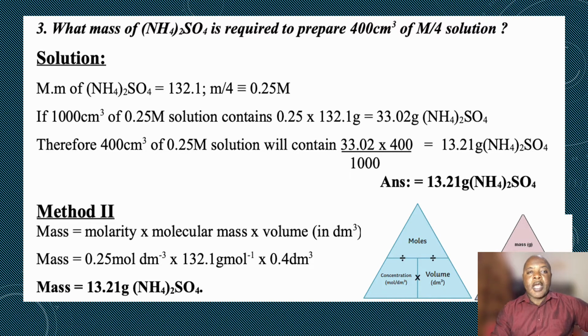Now, what we are going to do is, if 1000 cm cube of 0.25 molar solution will contain this mass, it will contain 33.02 gram. How do you get the 33.02 gram? It is the molarity times 132.1 gram.